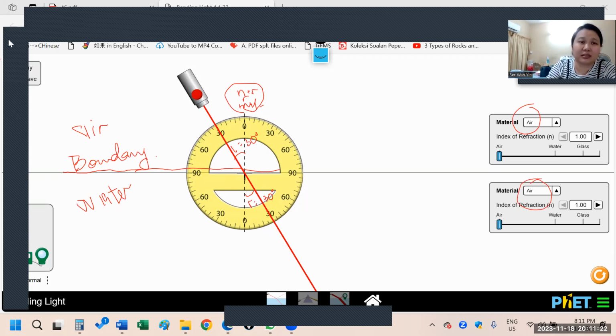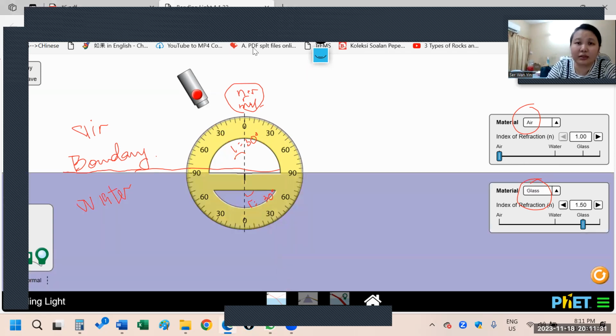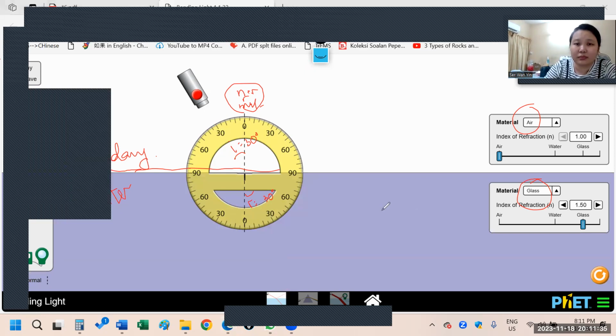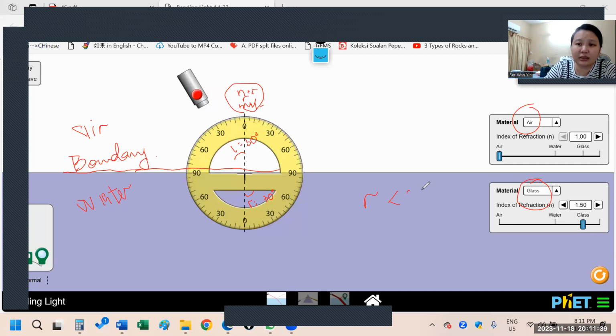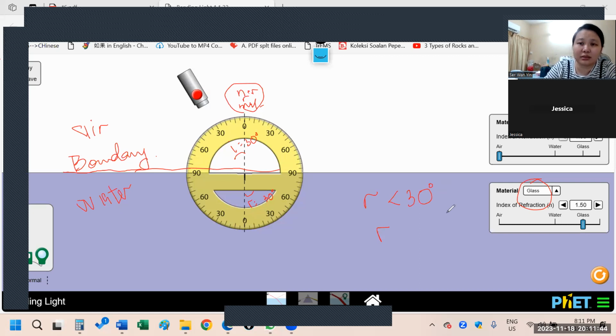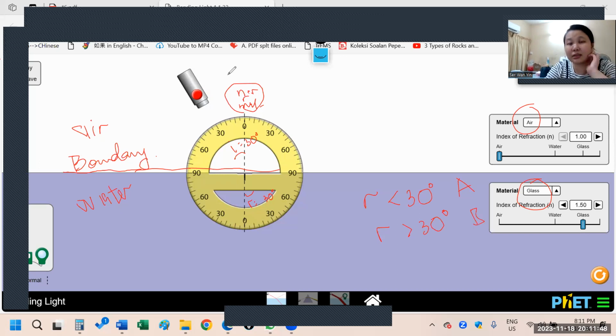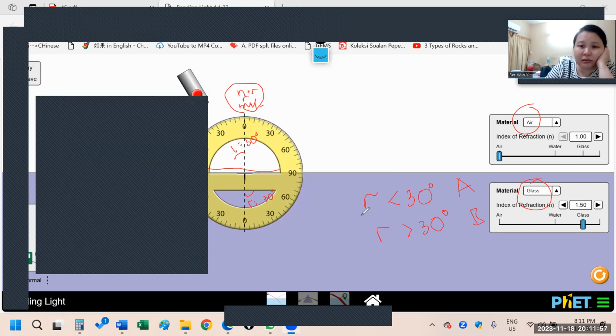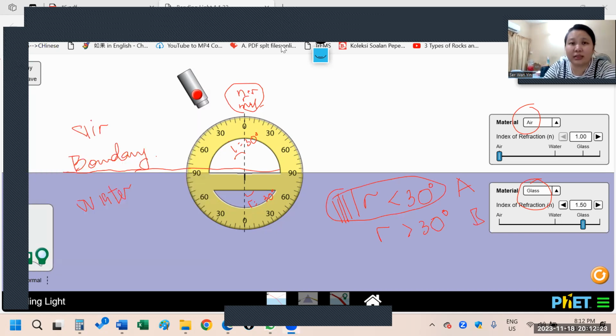But however, if I change this medium to glass, what do you think? The R will become less than 30 or more than 30? A or B? Please answer. Thank you. 1 vote. 3, 4, 5. Hannah, Manfei, Mini. Okay, yay, everyone agrees. Less than 30 because it will bend towards the normal.